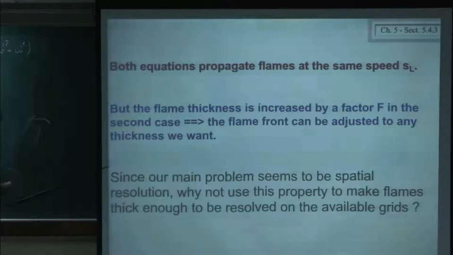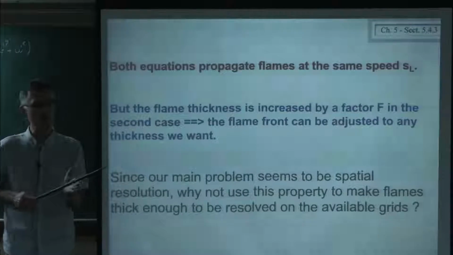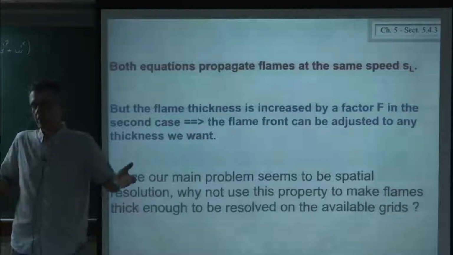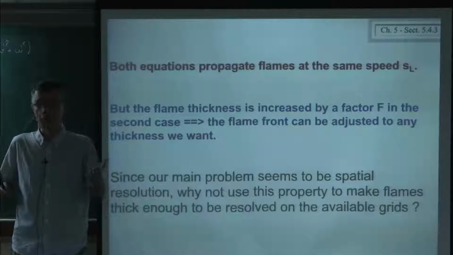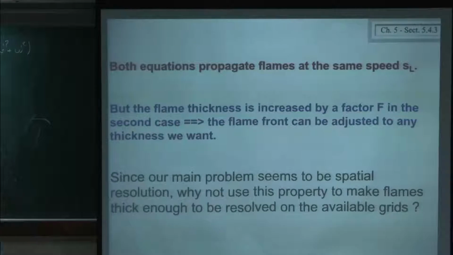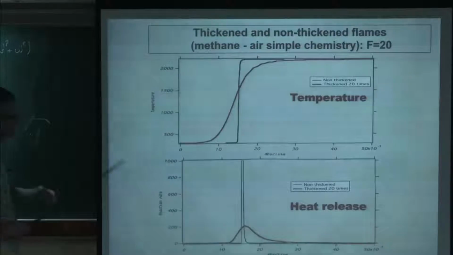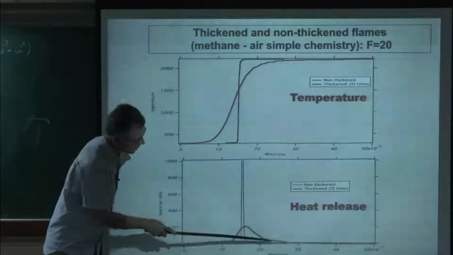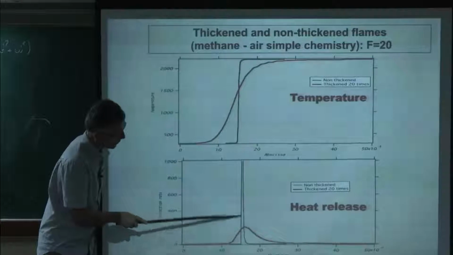For example, if the flame thickness is 100 times too small compared to what we can do, let's put f equal 100. And then we'll have at least a flame we can resolve on the mesh. And this is what we did here. I've shown you that already. Once the flame is thickened here by a factor of 20, it's going to be much easier to resolve this front than to resolve that one.